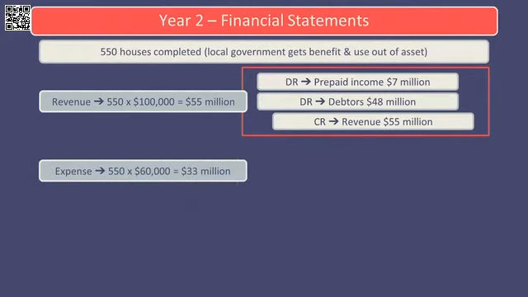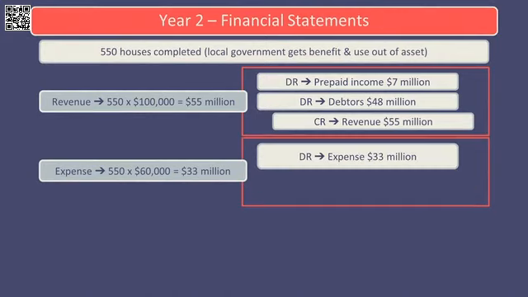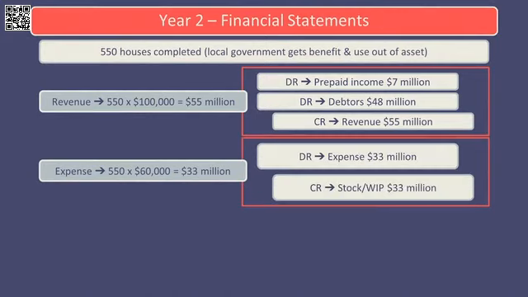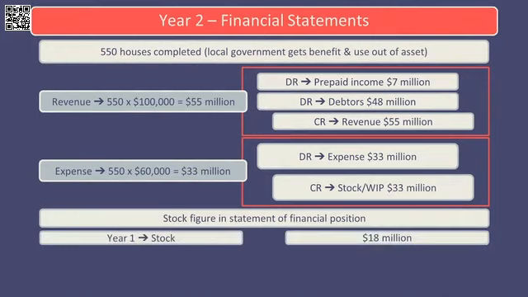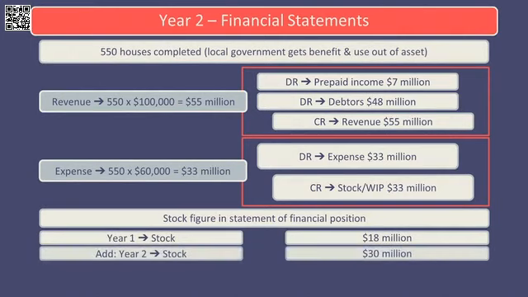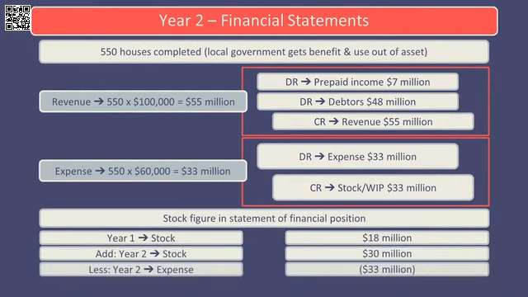It costs $60,000 to build each house. So $60,000 multiplied by 550 is $33 million, and this should be recognised in costs. So we debit expenses, $33 million, and credit stocks or work in progress, $33 million. We also know that $30 million was spent on building materials in year two. So the stock figure in the statement of financial position would be, year one it was $18 million, plus year two of $30 million, which gives you $48 million, less year two expenses of $33 million, and the stock figure is now $15 million.